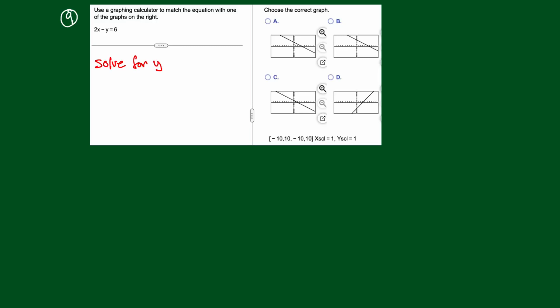To solve for y, I think what I'll do first here is subtract the 2x. So I will subtract 2x, and that'll give us negative y equals negative 2x plus 6. And now, because I've got a negative y, I'm going to multiply everything here by a negative 1. That'll just change the sign of every term. So we'll get y is equal to positive 2x minus 6.